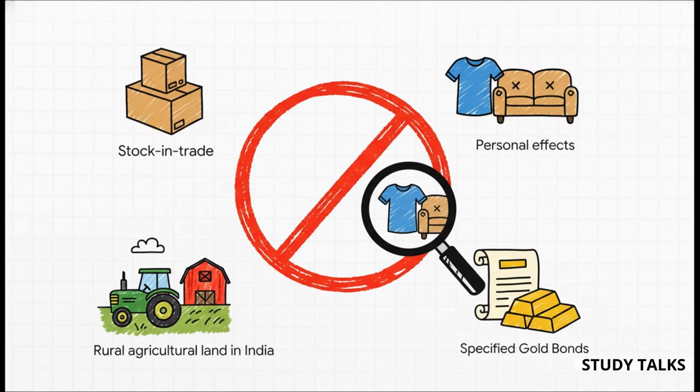And here they are, the crucial exclusions. These are your classic exam traps. Stock in trade? Nope, that's business income. Rural agricultural land? Out. Specific gold bonds? Out. But the one that trips up so many students, the one you absolutely need to circle in your notes, is personal effects. Let's zoom in on that one.